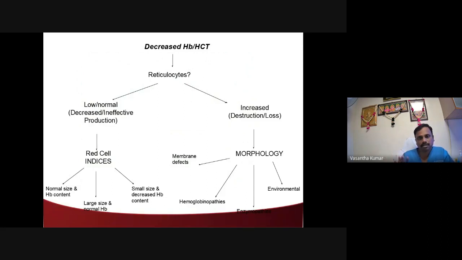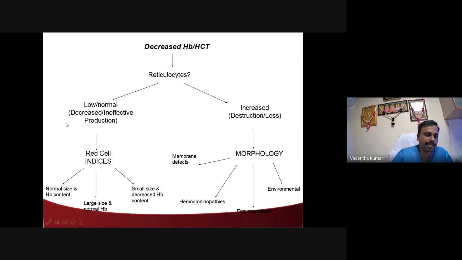So before I conclude, to summarize: if there is decreased hemoglobin or hematocrit, then check the reticulocyte count. If the reticulocyte, which is the precursor of RBC, is high, that means there is hemolysis or excessive blood loss, so the bone marrow will try to push out more reticulocytes and eventually more RBCs will be formed. Suppose the reticulocyte count is low, that means the problem could be in the bone marrow. The production is either defective or ineffective.